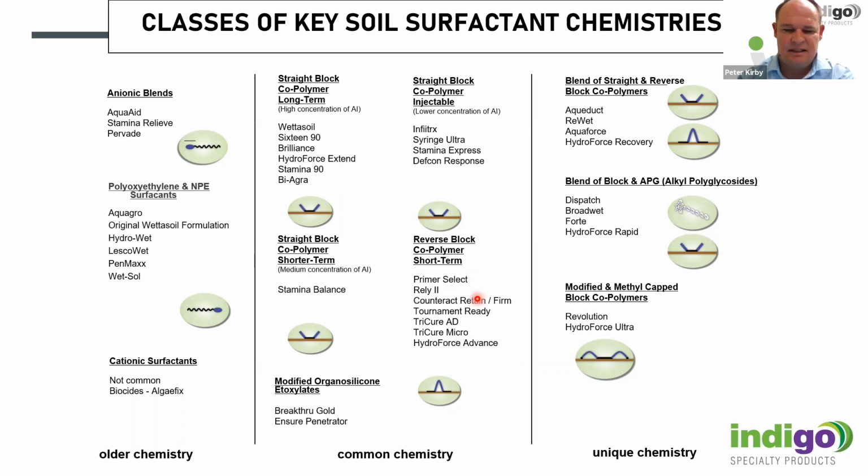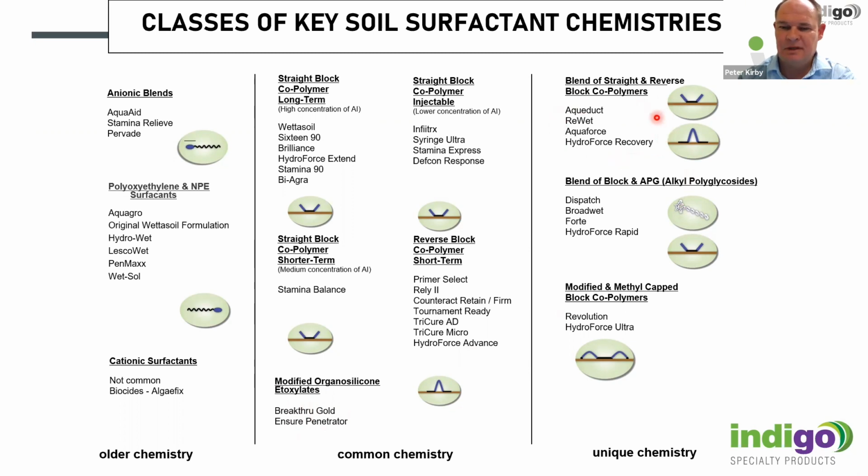But I guess the key is that if you want something to hold moisture, this group of chemistry is very strong at that. And then, as I explained earlier, modified organosilicones ethoxylates, so that's Breakthrough Gold, Ensure Penetrator, quite a number of products have organosilicones in their formulations to help get water penetration into the soil environment.